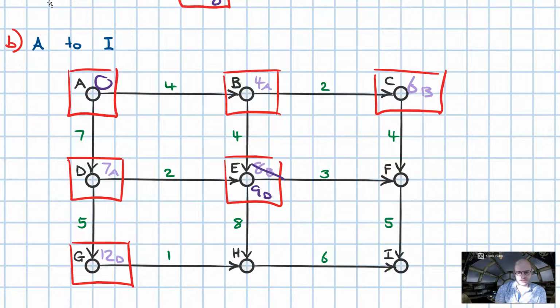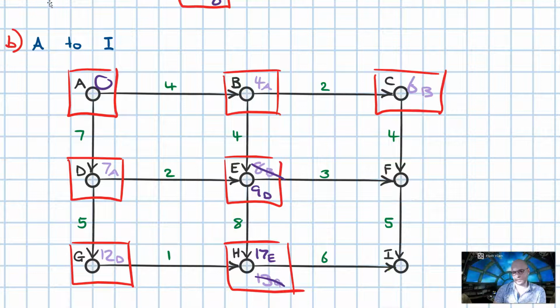Moving down to H, we're able to reach H through two methods. We can either go through E, which will be 9 plus 8, or we can go through G, which will be 12 plus 1. That will be 13, and the other one is going to be 17. The route costing 17 is through E, whereas the route that costs 13 is through G. We're going to prefer the route through E, as that's the heaviest of them. Node H is now finalized.